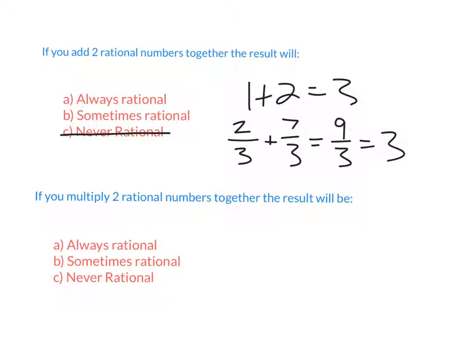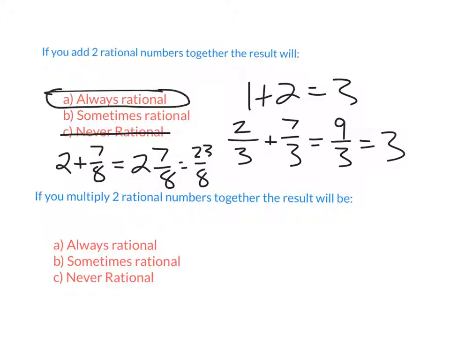So how about 2 plus 7/8? Well, 2 plus 7/8 would be 2 and 7/8. You could change that to an improper fraction if you wanted. So that'd be 16 plus 7, so 23 over 8. And sure enough, that produces another rational number. So we've covered all our bases. We used any combination of rational numbers: integer and integer, two fractions, and a fraction and an integer together. And we can say that it will always be rational when you add two rational numbers together.